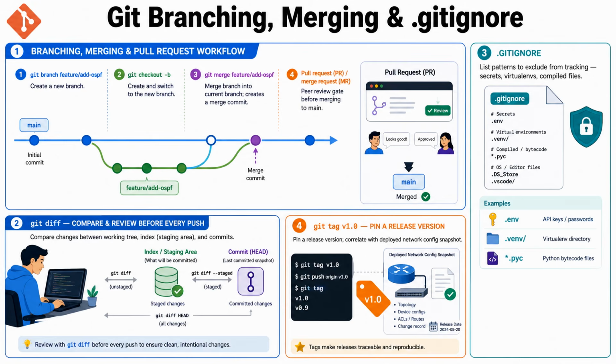When your CI/CD pipeline runs a deployment, it tags the commit with a version number and logs which tag was deployed to which devices and when. When something breaks in production, you pull up the tag, see the exact script that ran, and know precisely where to start the investigation. Tags turn your commit history from a general log into a precise audit trail.